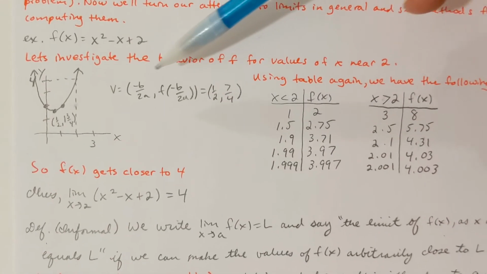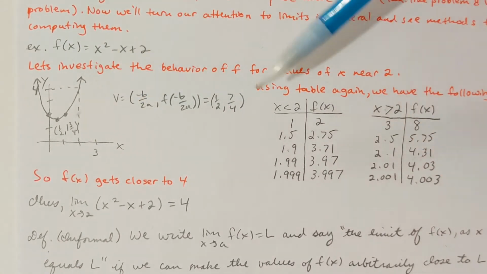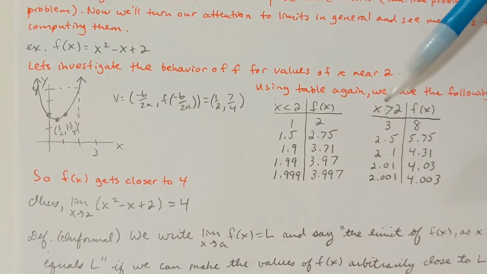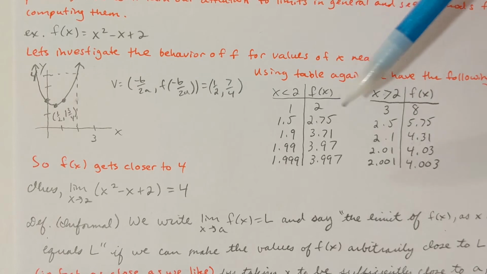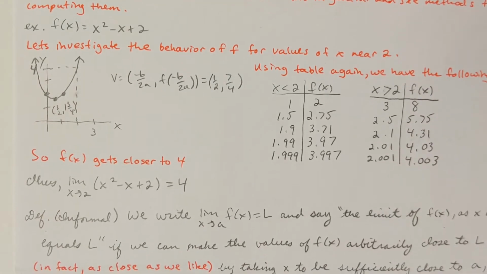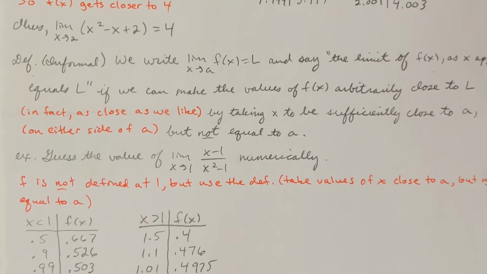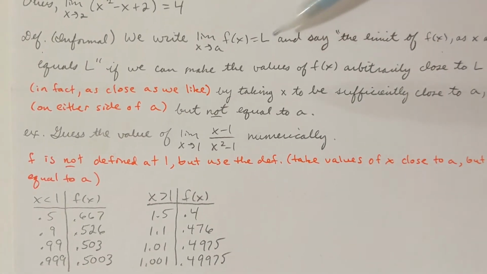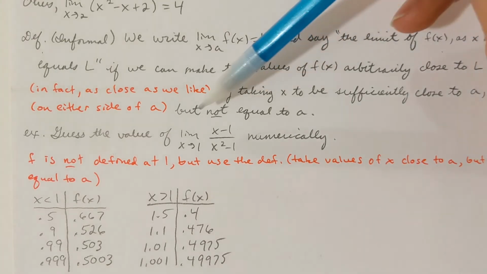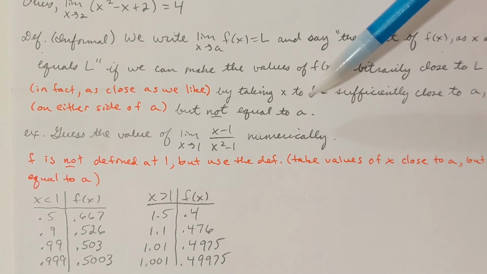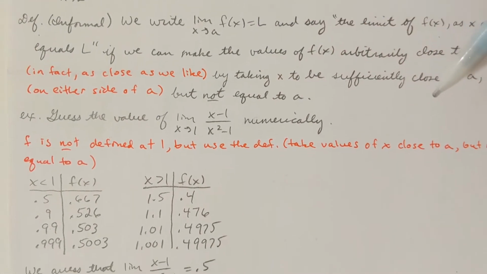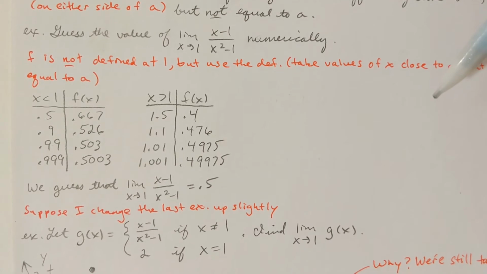Like in this problem, I don't care what's happening at 2. I don't care that f of 2 is equal to 4. An algebra student can see that. What's happening around 2? Well, that's a different question, right? So that's what we're interested in here in describing a limit. We're not allowed to choose the a value, but we'd like to know what's happening around that number. Let's take a look at another example.